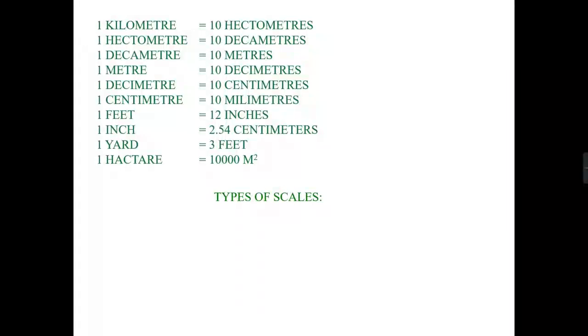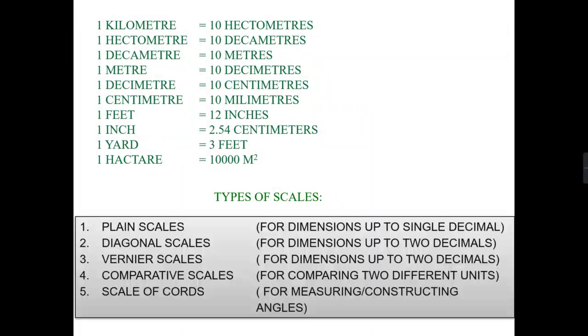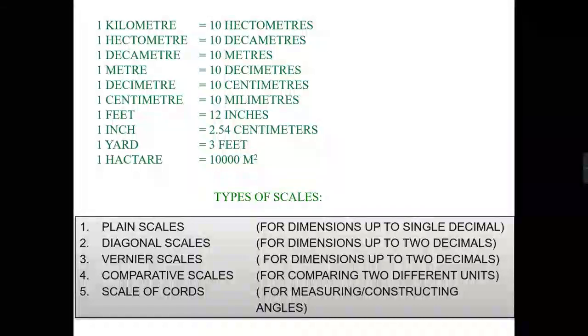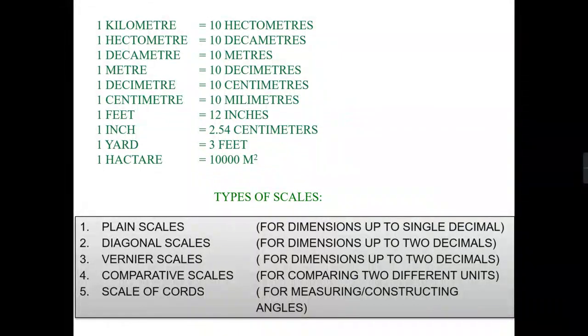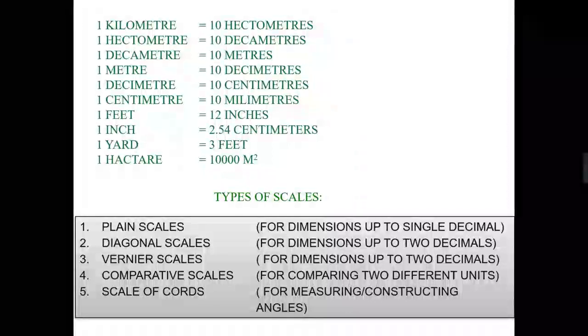Now we will talk about the type of the scales. So basically there are 5 type of scales. First one is a plain scale for dimensions up to a single decimal. Okay, so it has a least count of 0.1. Second one is a diagonal scale.